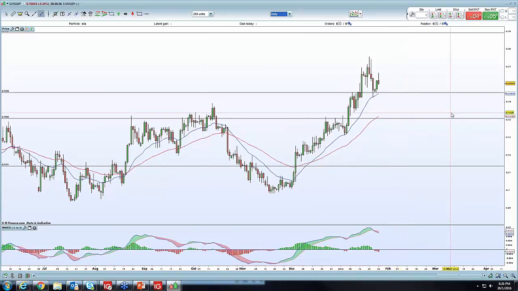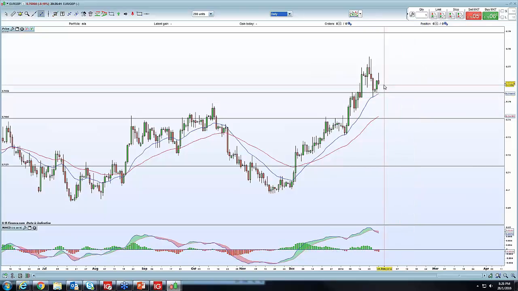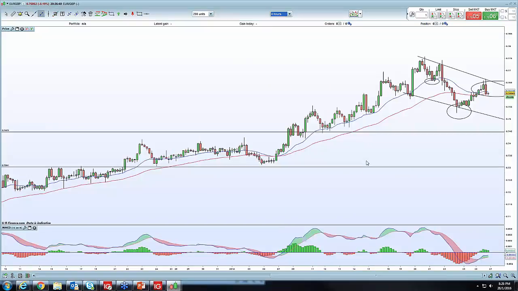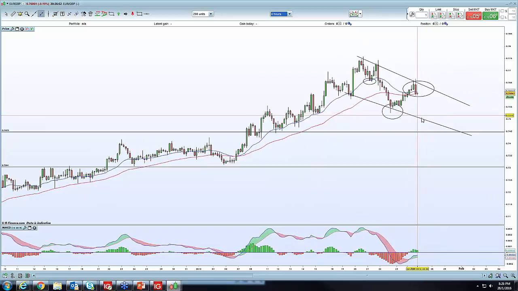Alright, so I'll be a bit more patient on Euro Pound, even though the weekly chart is bullish. So good analysis, bullish to the upside, but I'm looking for a better level of support to get in. Maybe see what the H4 does, and let's see whether it can come back to this level of support here, and then from there I can take it long again.